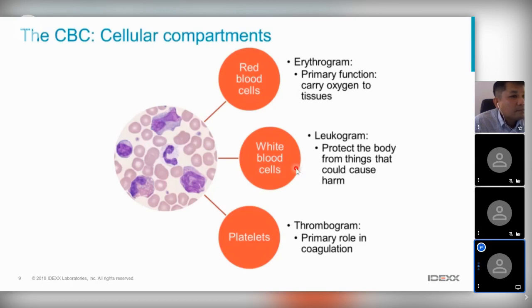The second part is the leukogram that protects the body from things that could cause harm. It acts as a defense mechanism. It acts as a bullet to the invaders that enter the body, that we are going to discuss in the next part of this webinar series. And the third part, thrombogram, that we are going to discuss today, is the one that plays an important role in coagulation, that is blood clotting, which stops the bleeding on time and saves the life of the organisms. Over to you, Professor Tang.